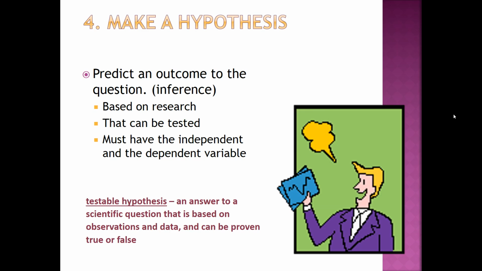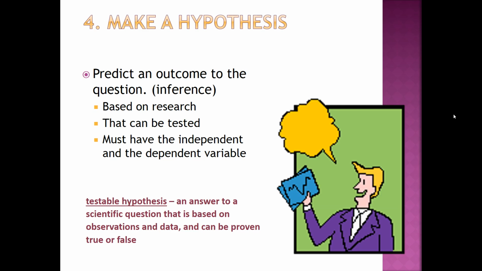Something that would be untestable would be like if we said, what's the boiling point of a glacier? That's not testable because it's impossible for us to go and get a glacier from one of the poles and bring it here to test it over a hot plate. It's just impossible. So if you're going to make a hypothesis, it needs to be testable, and it must have an independent and dependent variable.